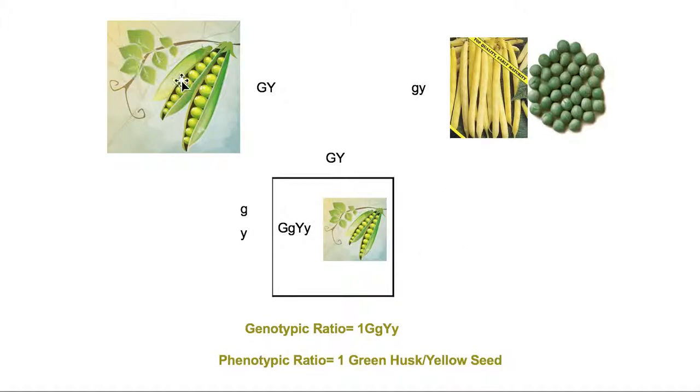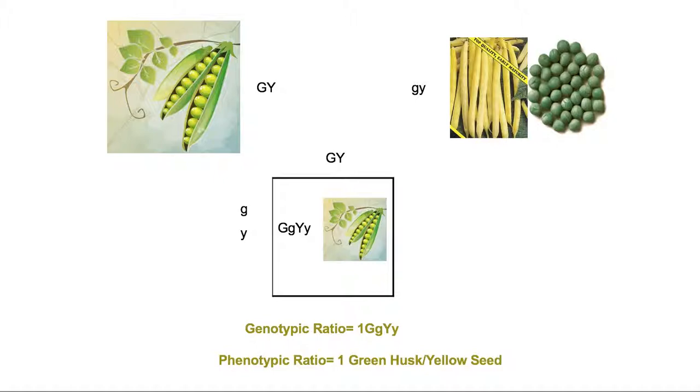Took his pure green on the outside, yellow on the inside, and pure yellow on the outside, green on the inside, crossed them together to create this hybrid. And the hybrid, of course, looks exactly like the dominant parent because that dominant allele is masking the recessive one. But these offspring are hybrids. They have a secret lowercase g representing the yellow pod color and a little lowercase y representing the green color.